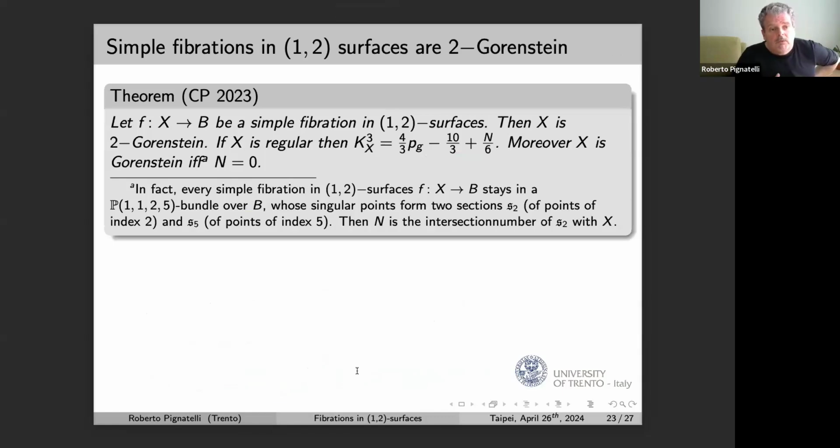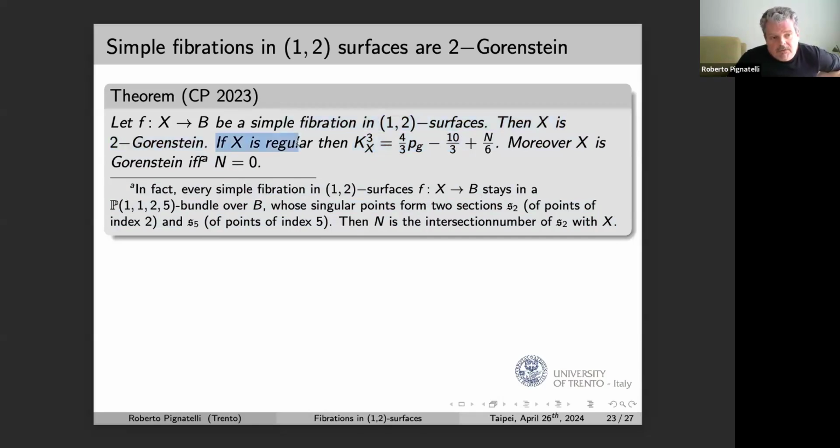And so now I can reformulate the theorem by me and Stephen, which I formulated in a weaker version before. If I have a simple fibration in (1,2)-surfaces, with the definition I explained, relatively ample, so every fiber is a hypersurface of degree 10 in P(1,1,2,5), then my threefold is always 2-Gorenstein. It is Gorenstein if and only if there is equality in the natural inequality that appears.